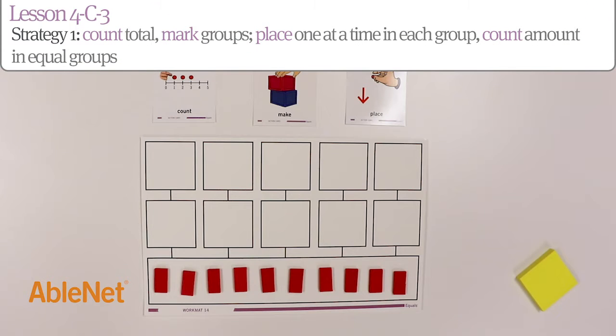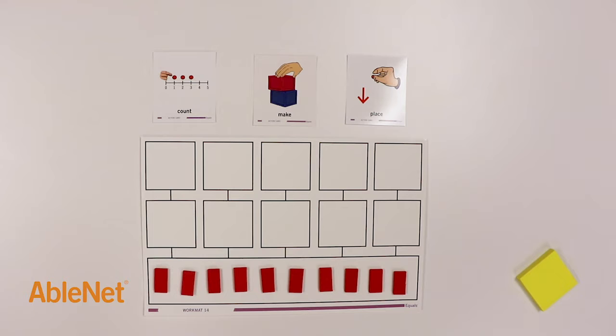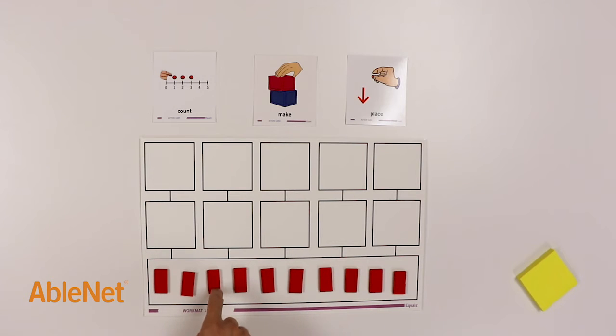For this strategy, we're going to count the total amount of manipulatives, mark the groups, place one manipulative at a time into each group, and then count the amount in each equal group. We'll start by counting the manipulatives. 1, 2, 3, 4, 5, 6, 7, 8, 9, 10. So there are 10 in total.